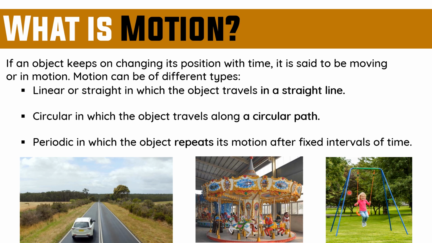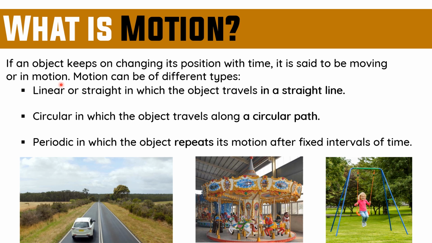Now we will see what is motion. Simply we can say that when an object moves, that is called motion, and if an object is not moving, we call it at rest. If one object is not moving, that object is at rest. Then what is motion? If an object keeps on changing its position with time, it is said to be moving or in motion.